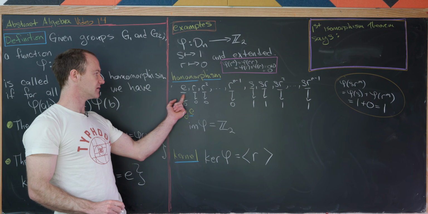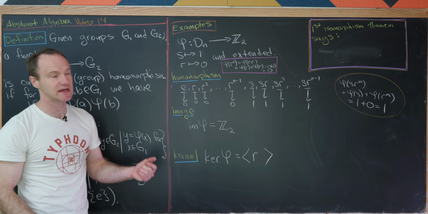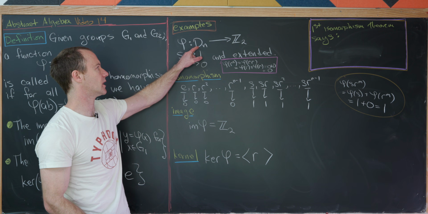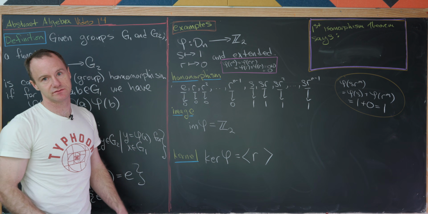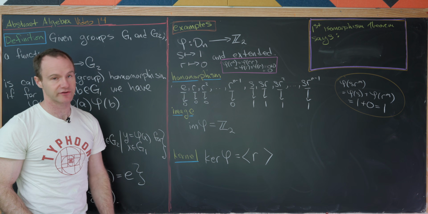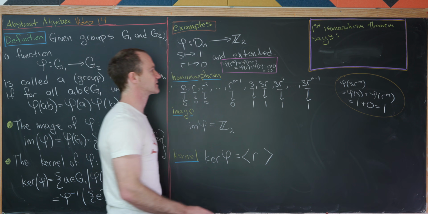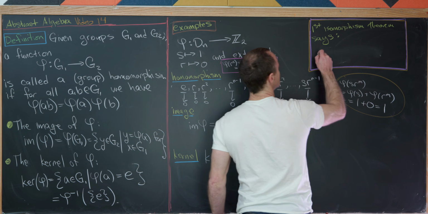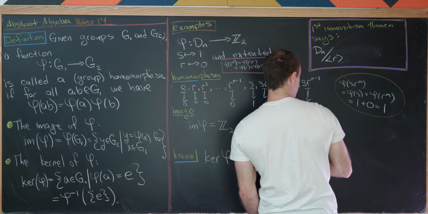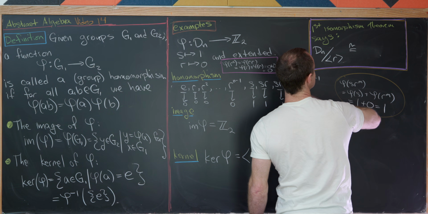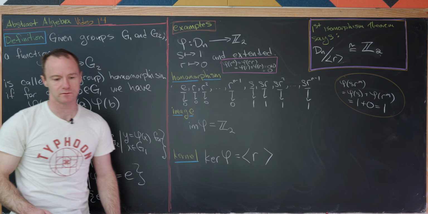It's because we've got R to the 0, R to the 1, R squared, all the way up to R to the n minus 1. R to the n is the identity based on the fact that we're in this dihedral group. So the kernel is simply just that cyclic subgroup generated by the single rotation. Okay, but now applying the first isomorphism theorem, this tells us that Dn mod this cyclic subgroup is in fact simply equal to, or simply isomorphic to, Z2.